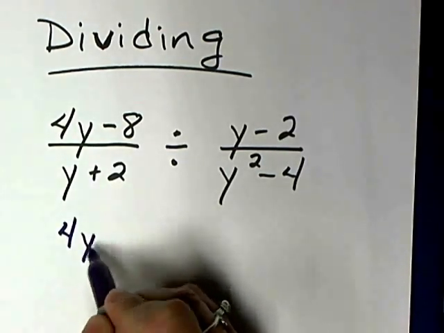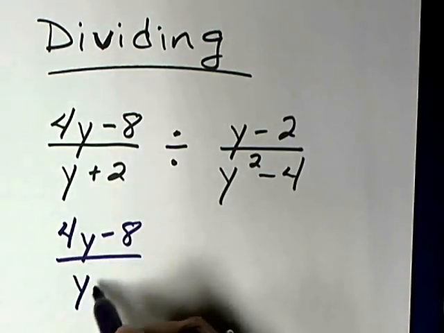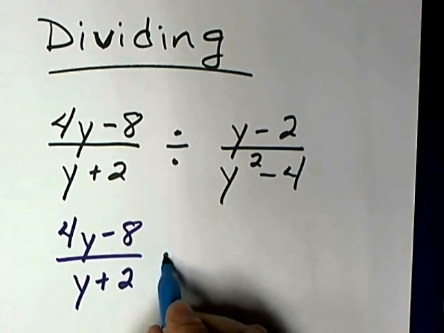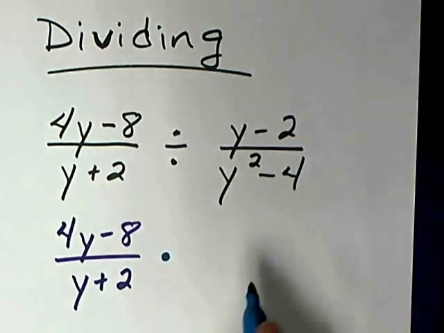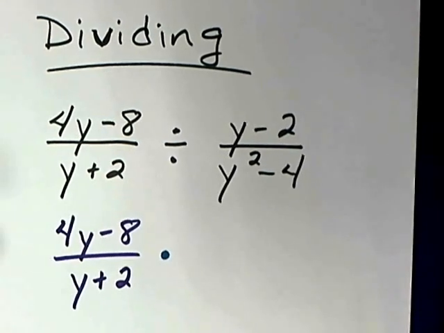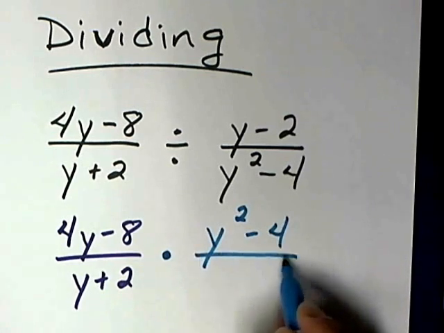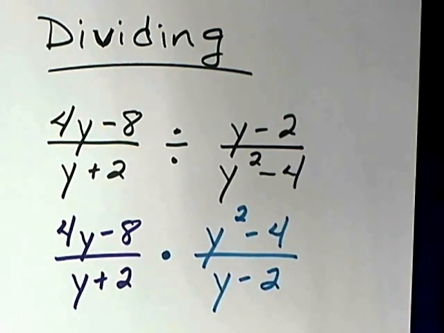So I have 4y minus 8 over y plus 2. I change my division into multiplication, and then I flip the second fraction, which means the bottom becomes the top and the top becomes the bottom. Now it's a multiplication problem just like the previous one. We factor each of the numerators and each of the denominators and see if we have factors that cancel, and then we simplify.